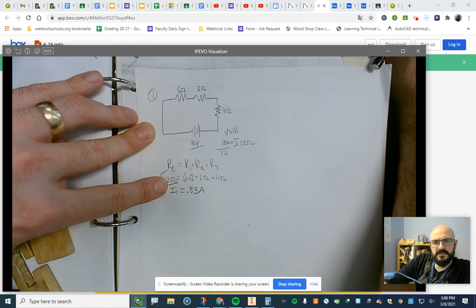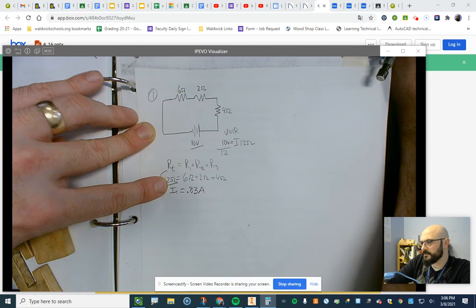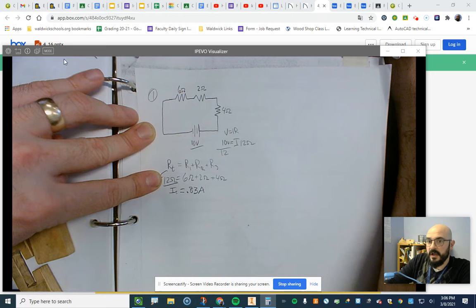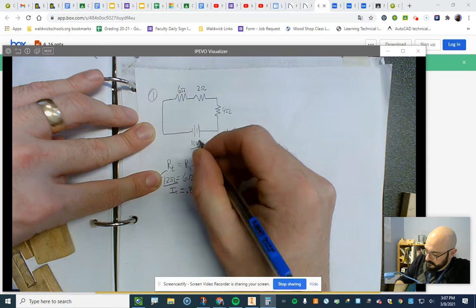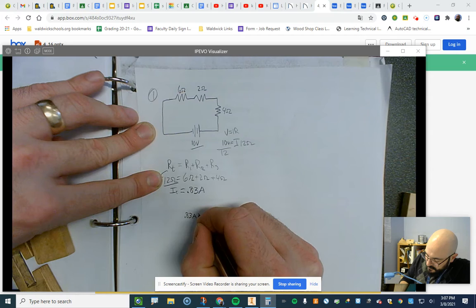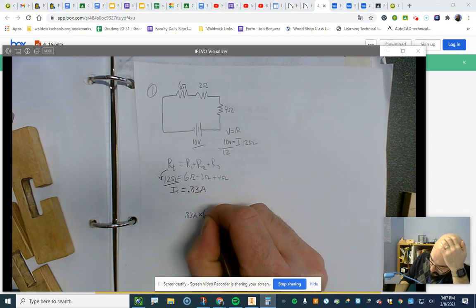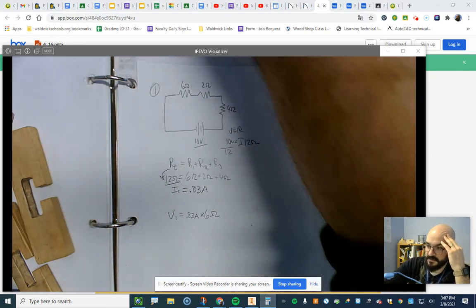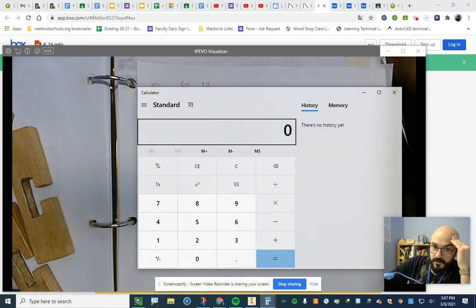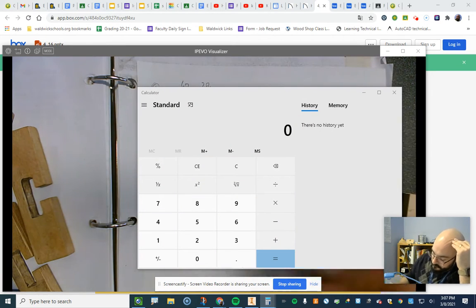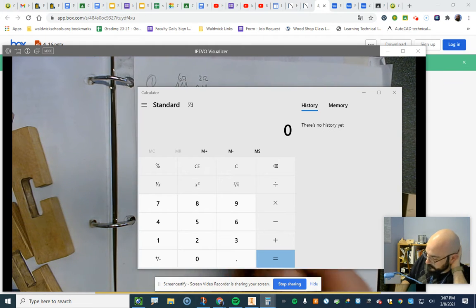Now, let's see, what else did I do? Voltage for each resistor. So this is just going to be a series of V equals IR. Let's see, V1. So this is 6 ohms. So 0.83 amps times 6 ohms equals V1. So 0.83 times 6, V1 equals 5.